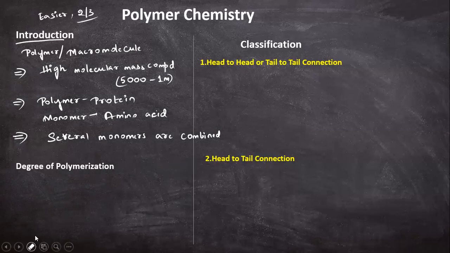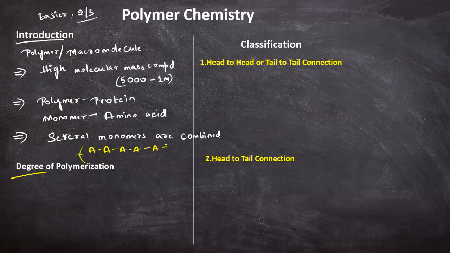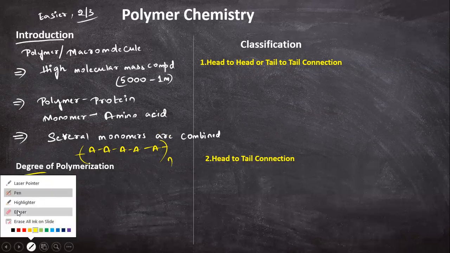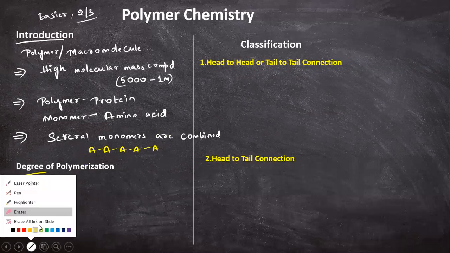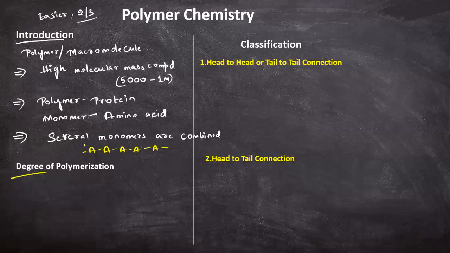Okay. So next, let's go on to the degree of polymerization. If I want to tell in a simple way, degree of polymerization is the number of monomer units present in a polymer. Let me take again a general example, that is A, repeated like this. So this is a polymer.